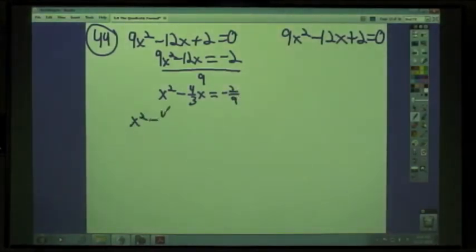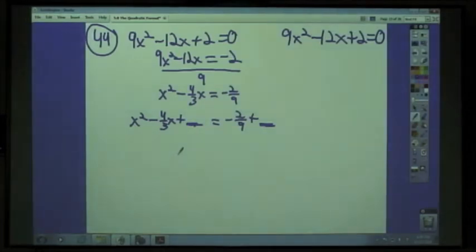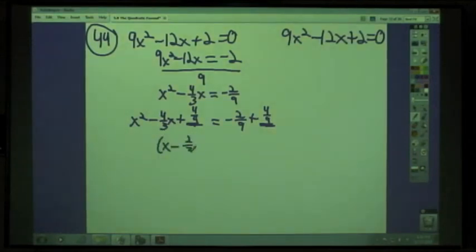Then you can do the exact same thing that we've done on the other problems. Add a perfect square here to both sides to make it be a perfect square trinomial. So you would have to divide the 4/3 by 2. That's going to give you 2/3. When you square that, you're going to get 4/9 is what I should add to both sides. So on the left-hand side, that's going to give me x minus 2/3 squared. On the right-hand side, negative 2/9 plus 4/9 is 2/9.